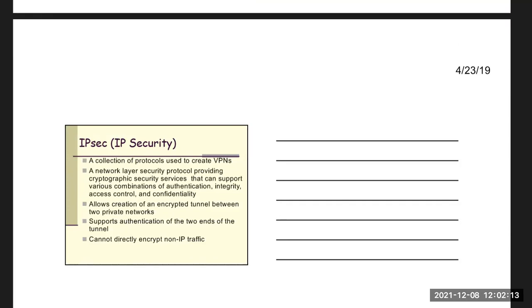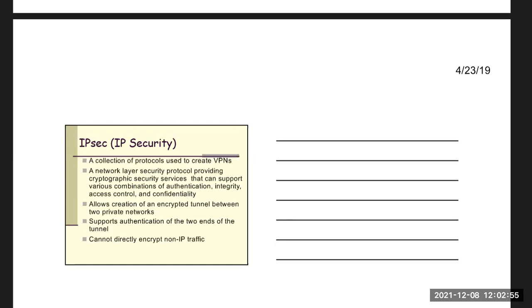Then next is IP security, IPsec. So what is IP security? It is a collection of protocols used to create a VPN, a virtual private network. It is a network layer protocol providing cryptography. This IP security is basically the standard suite of protocols.